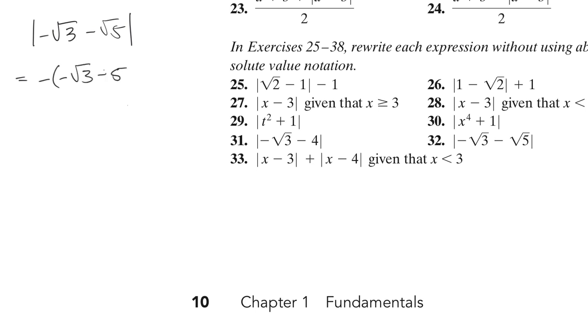Minus square root of 5. Okay, it was sloppily written, but hopefully you get the idea. And then negative times negative is positive, negative times negative is positive. So that is the square root of 3 plus the square root of 5. And that is our expression there. Okay, not bad.